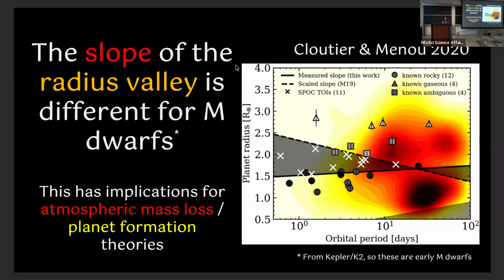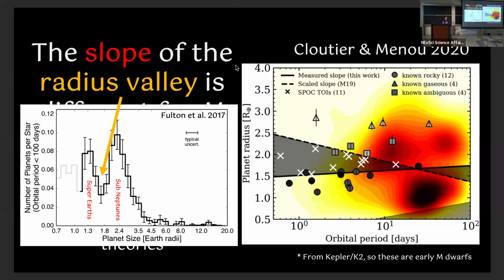So I was a little worried that this might be quite busy for a slide, but fortunately, you got a great introduction to this idea both earlier today and yesterday with Ilaria's talk. So when we're talking about the slope of the radius valley, what we're talking about is, you have this radius valley in the histogram of planetary sizes. So it's the dip between the super Earths and the subneptunes. And then the slope of the radius valley is plotting the position of that valley as a function of period. So mapping out an additional dimension.